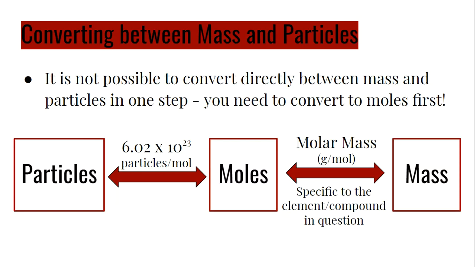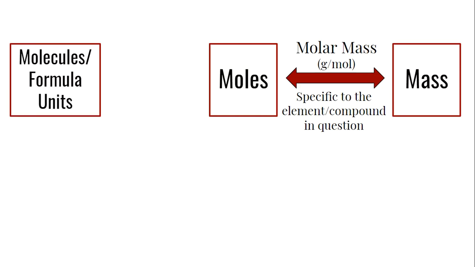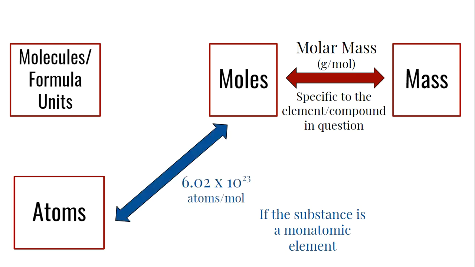But we know that there are different types of particles, right? So from moles, we can go to the different types of particles. We can have molecules or formula units, or we can have atoms. And which one we go to and how we get there depends on what the substance is. If the substance we're talking about is a monoatomic element, then we can go directly from moles to atoms, because the atom is the particle that makes up that element. So we can go directly from moles to atoms using Avogadro's number if the substance is a monoatomic element.